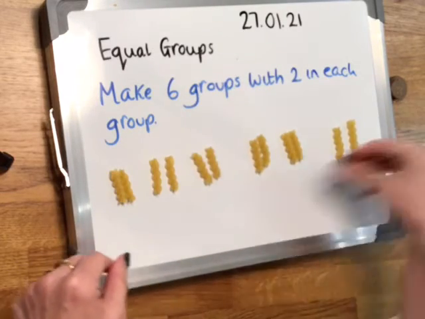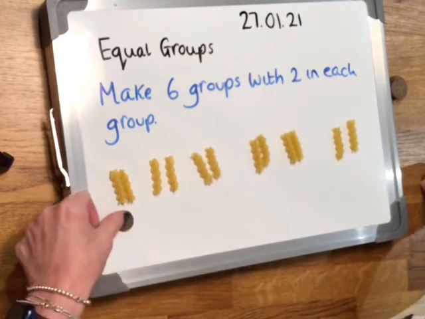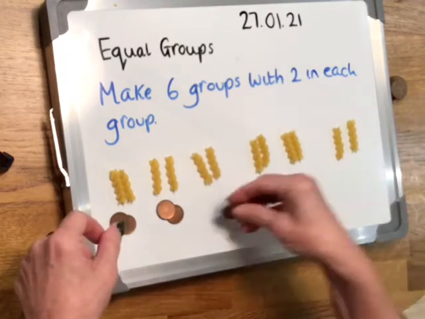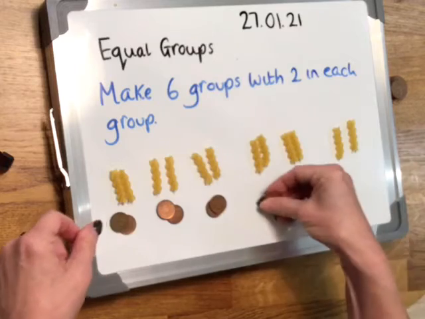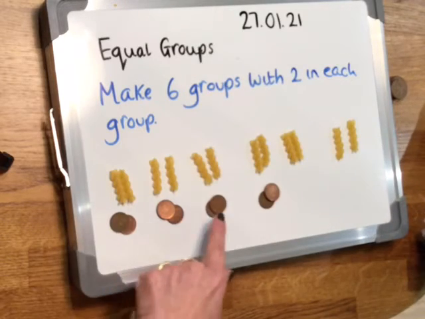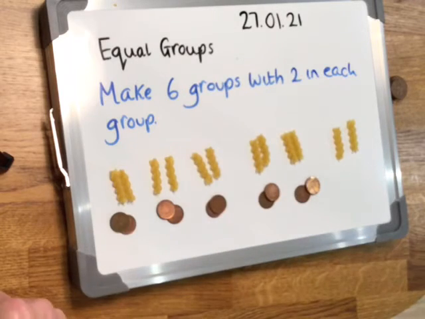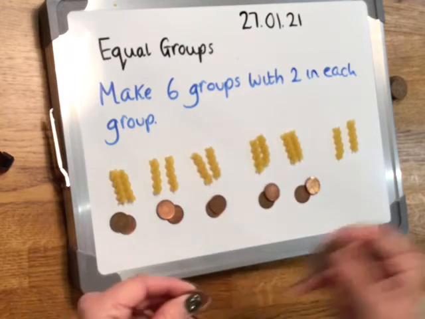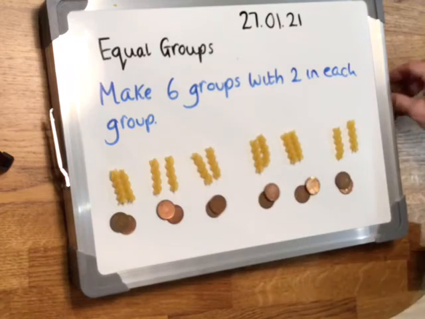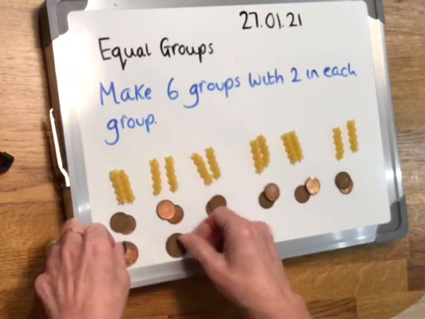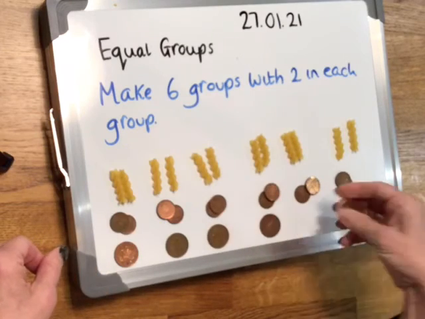I could do it with pennies. There's 1 group of 2, another group of 2, another group of 2, another group of 2. 2, 4, 1 group, 2, 3, 4, 5, and I'll just get 2 more pennies, and that makes 6 groups of 2. Could do it with 2p's because there's 2 pennies in this group. Remember, that's a group of 2. I can use anything from around the house.